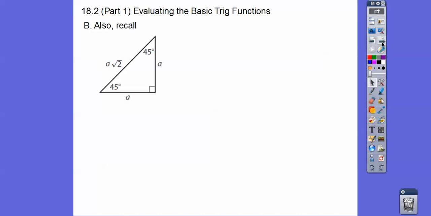Okay, also recall we got a 45, 45, 90 triangle. These are isosceles because of the 45s. And whatever the legs are, the hypotenuse is root 2 times the leg. And then the 30, 60, 90 triangle, everything revolves around the shorter leg. If you know the shorter leg, you multiply it by root 3 and that gets you the longer leg. And you double it and that gets you the hypotenuse. I always like to think that the 30 had a root 3 baby. That's how I remember it, okay?